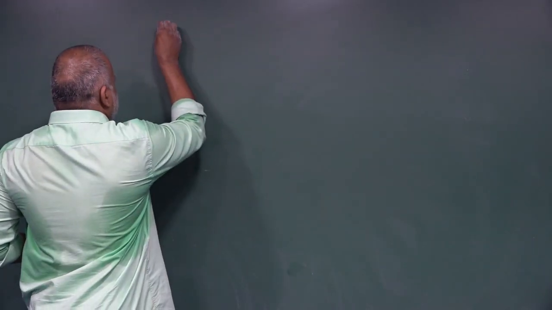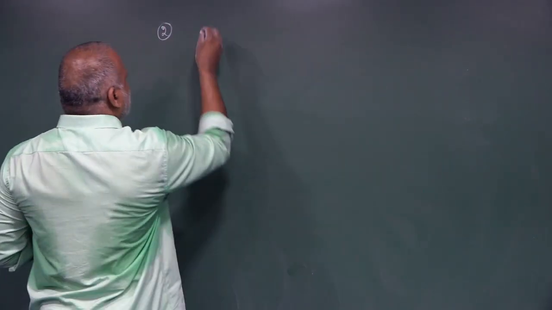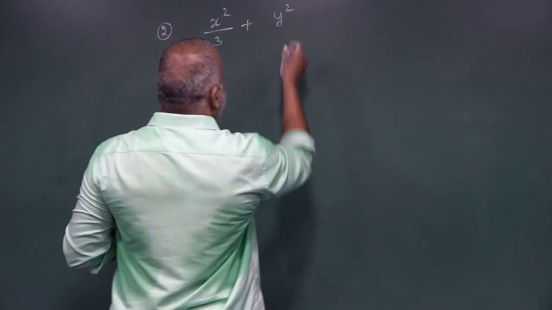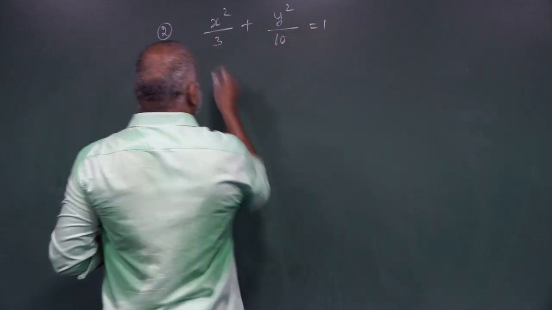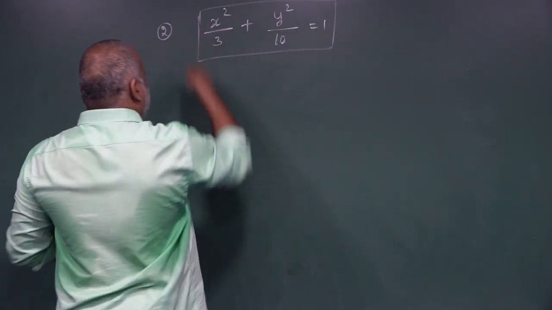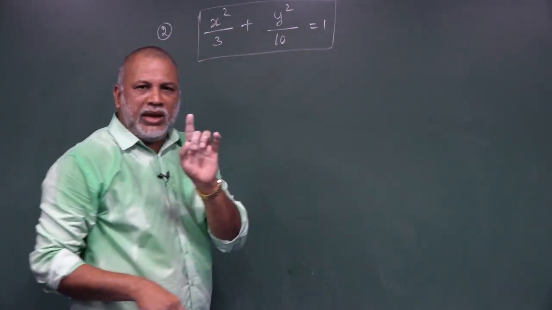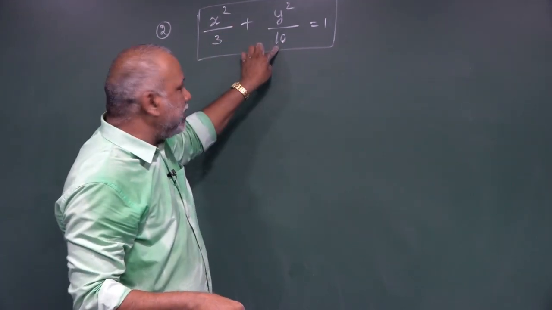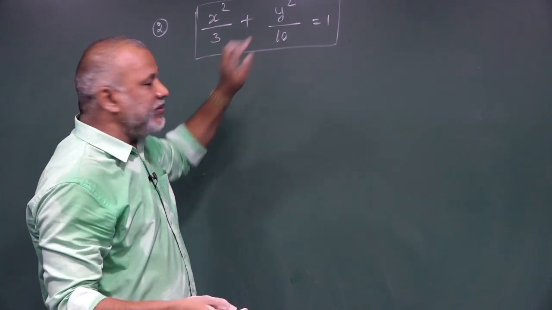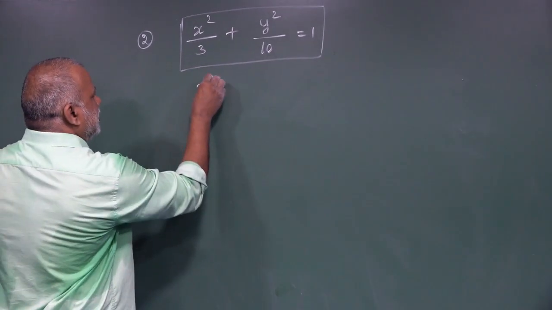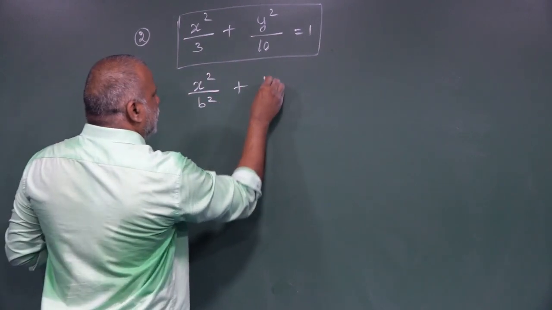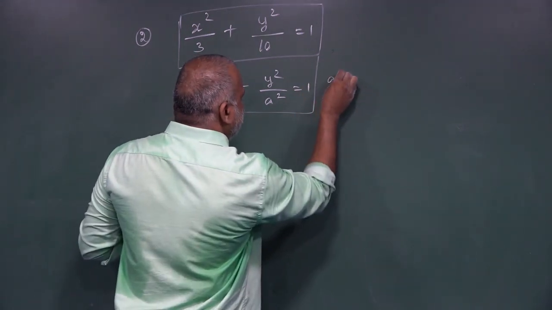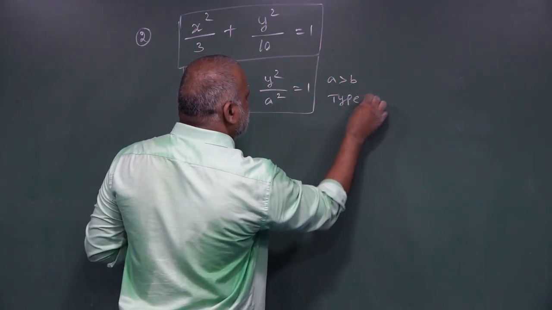See the second question in the same model. X squared divided by 3 plus y squared divided by 10 equal to 1. See the question. X squared by 3, y squared by 10. Immediately you can justify. See, x squared by the first number is the lesser value. Y squared by the second value is the greater value. Therefore, immediately you can write, it belongs to x squared by b squared plus y squared by a squared equal to 1. So, a greater than b always.